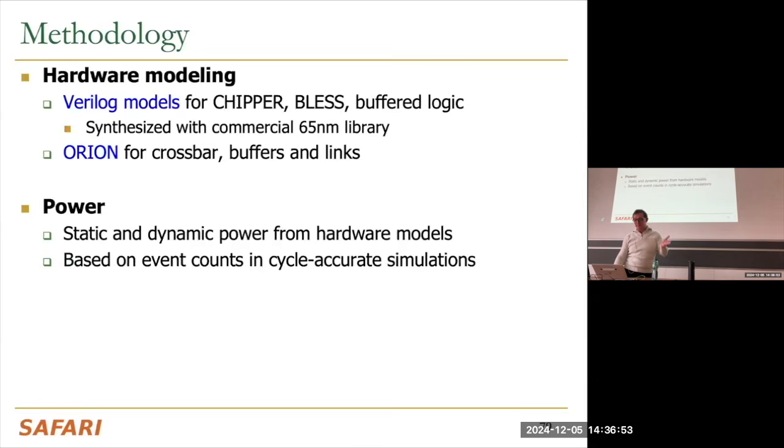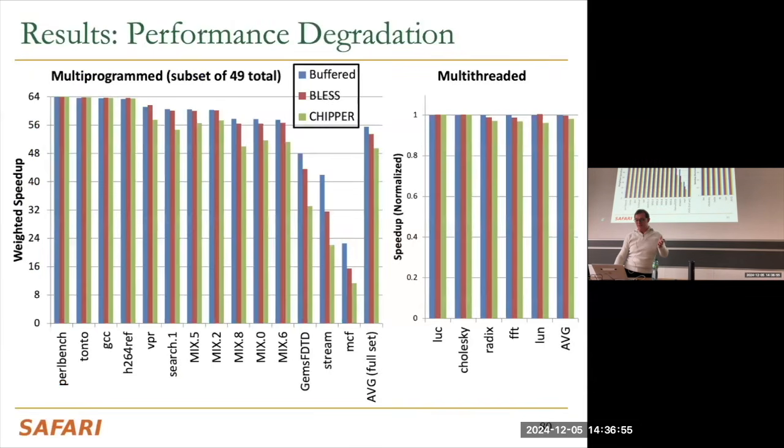Okay, so there's hardware modeling power that I'm not going to talk about in detail, but these are the results that we see. So for multi-thread applications, we don't see that much performance degradation. So this is buffered, this is BLESS, this is CHIPPER, because most of them actually are not that intensive, let's say. If you look at multi-programmed applications, the average performance degradation is about 13–14%. So you can see that it's worse than BLESS. So BLESS is actually more optimistic, but maybe not as easy to implement.